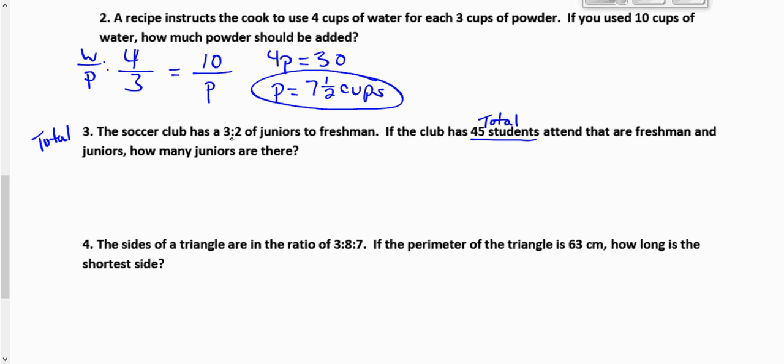Let's call it x. So wouldn't we say that 3x plus 2x needs to equal the total, 45? We're finding the multiple. So 5x equals 45. So what's our multiple? 9. Be careful, that's not our answer. That's the multiple. What do they want to know? Juniors. Which of these is juniors? 3. So the juniors would be 3 times our multiple, 27. 27 juniors.